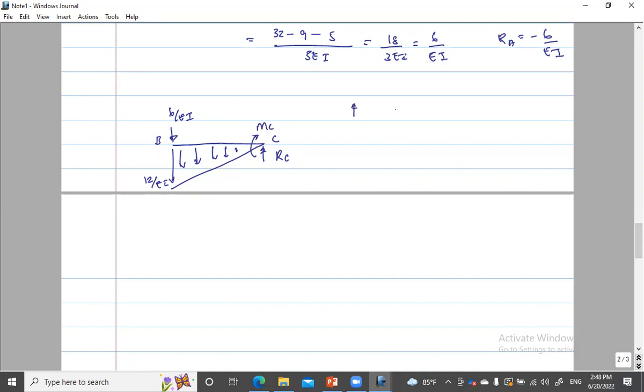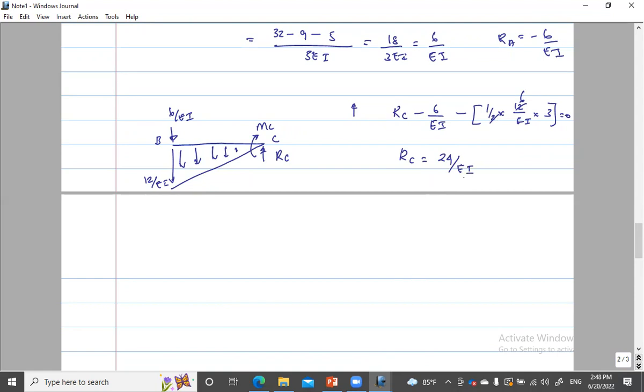So if you balance vertically, RC minus 6 over EI minus half times 12 over EI into 3, equals 0. So RC is 6 plus 18, 24 over EI.